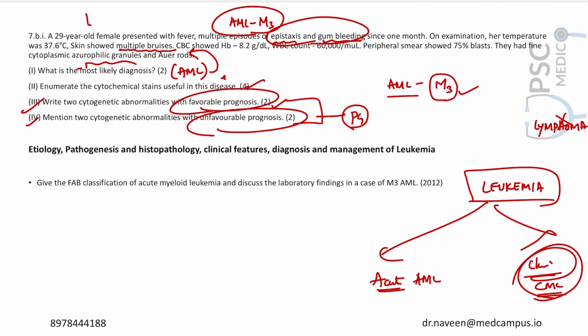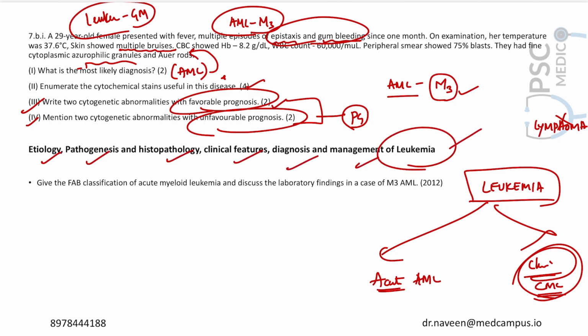Try to learn in detail because leukemia is also there in general medicine. Okay, the heading of leukemia, they did give it. So etiology, clinical features, diagnosis and management of leukemia is there, and also histopathology, presentation, morphology. Okay, you have to learn in detail. The same thing I gave here. Etiology, pathogenesis, histopathology, clinical diagnosis and management of leukemia.